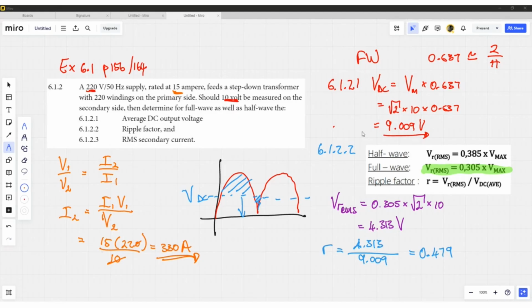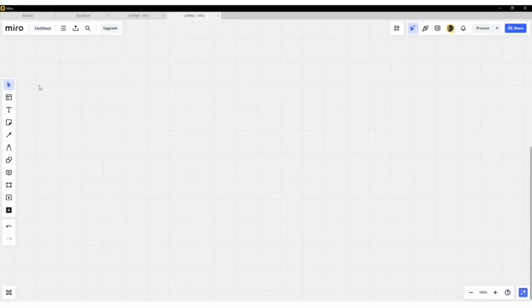I'm just looking here now for an exercise with both an inductor, or rather just a capacitor filter here. Okay, found one. Same exercise, just number 6.1.6. Just going to scroll down here.